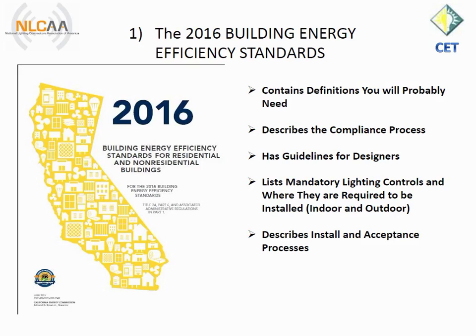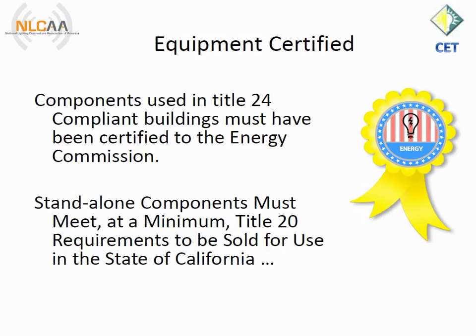We want to see now what the Appliance Efficiency Regulations, also known as Title 20, tell us about the minimum functional requirements for devices used as lighting controls, and how we verify that they are certified to the CEC for use in a Title 24 compliant installation. Title 24 standalone lighting controls must meet Title 20 requirements at a minimum for Title 24 compliance.